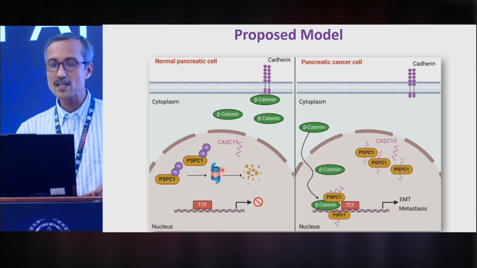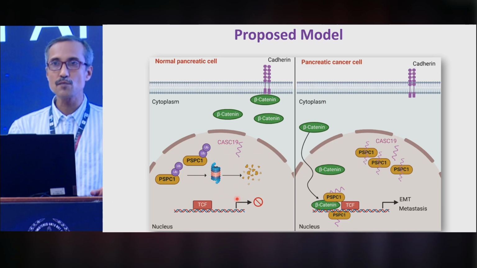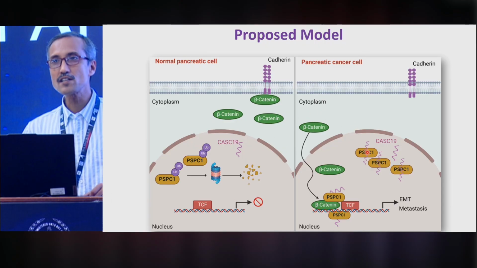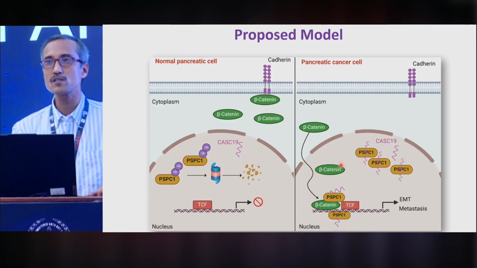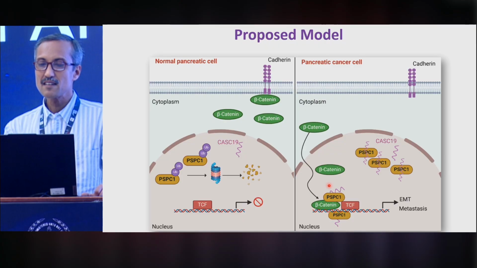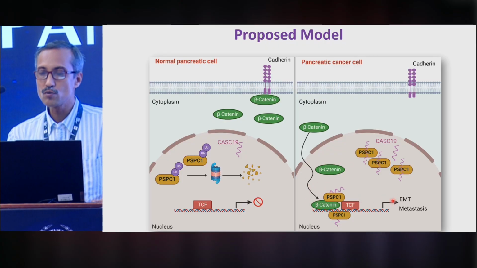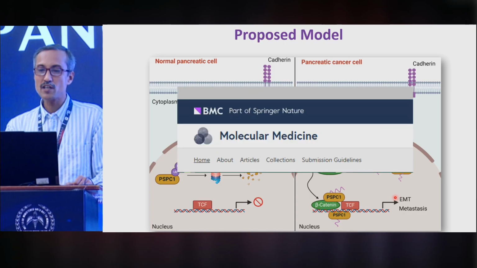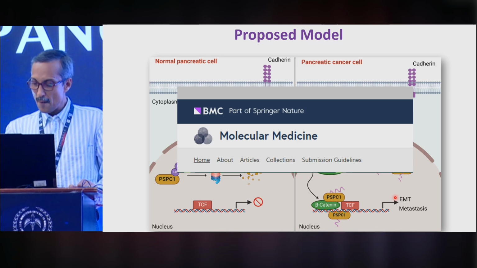So that led to the model where we propose that when the level of CSC19 is less, PSPC1 is ubiquitinated and degraded, and the transcription of metastasis genes is less. On the other hand, when CSC19 expression is more, the PSPC1 level is more because of stabilization of the protein, and then it helps in retention of beta-catenin in the nucleus, leading to the transcription of EMT-mediated genes. I'm happy to share that just last week it got accepted in BMC Molecular Medicine.